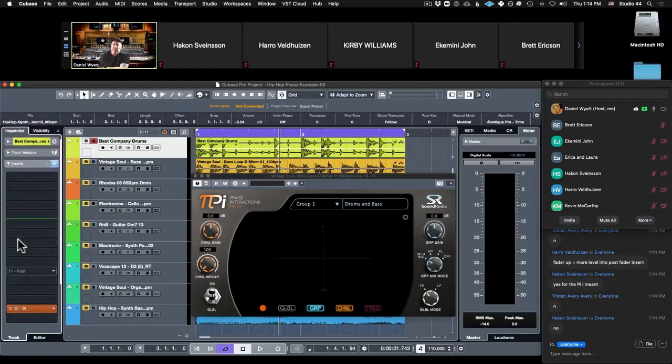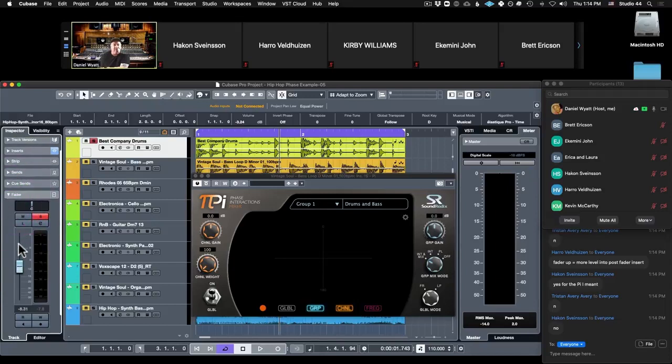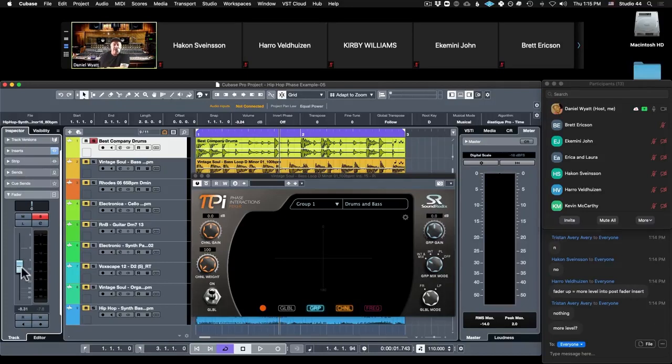If I have Pi as a post fader insert and I go to this fader and I turn it up, what happens inside of Pi? More level. What happens inside of Pi? It's post fader. More level. Yeah. More level comes in. Everyone get that? What happens if I turn the fader down? Less level. Ah, interesting. So now it's post fader. So this becomes a drive for Pi.